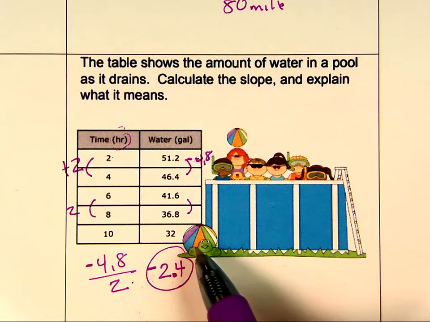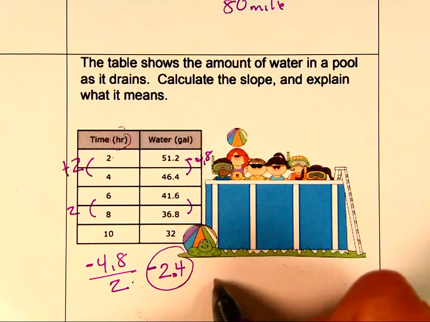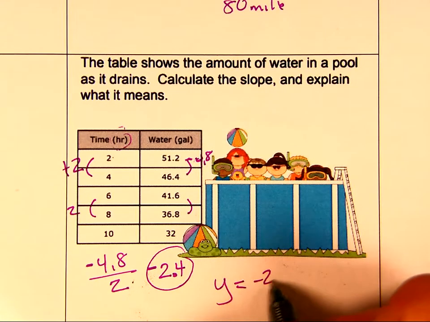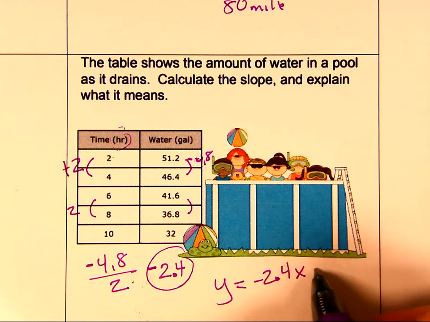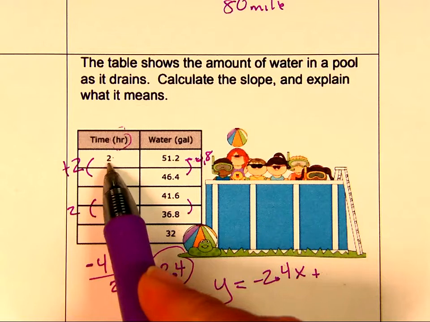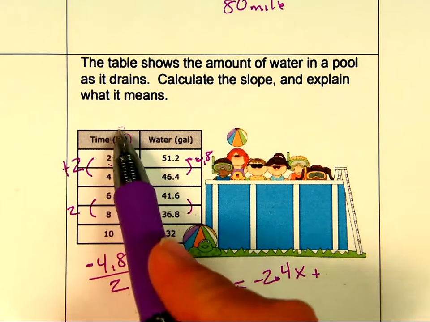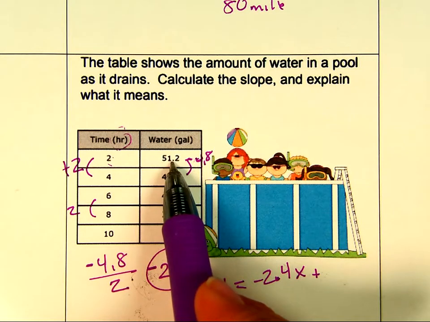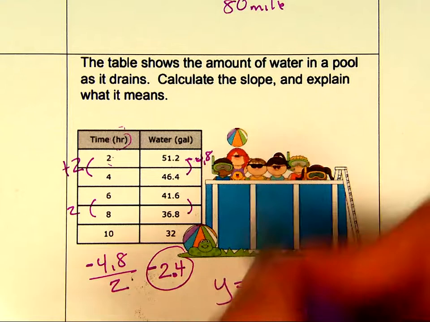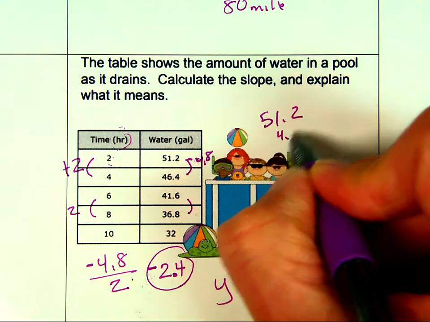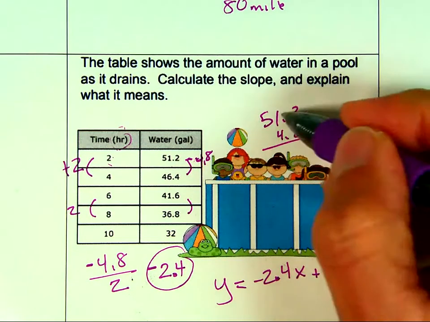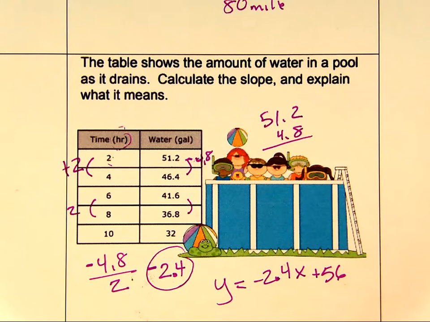Well, how long would it take? Well, we could write our equation, right? Y equals negative 2.4x plus 0. 0 would be what it was 2 hours ahead of that. So you could add 4.8 to the 51.2. So 51.2 plus 4.8 is what it would have been before. So that would have been 56 gallons. And you can figure out, you want to know when y is 0. You could figure that out by subtracting 56 from both sides and then dividing by negative 2.4.